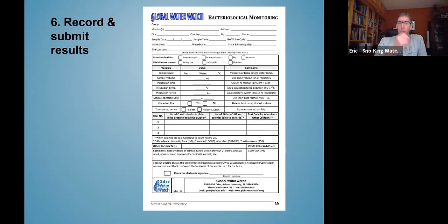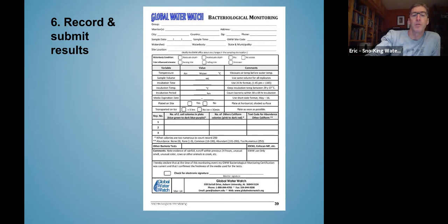So once we've done our counts, then we record it on this data sheet. And so you can see all the different things that we record on the data sheet, the information about the monitor or the site, the water body conditions, air and water temperature, what was our sample volume, how long did we incubate it. The incubation time is what time did you start incubating it? And we put that down as the time when you plate the sample as your incubation time.